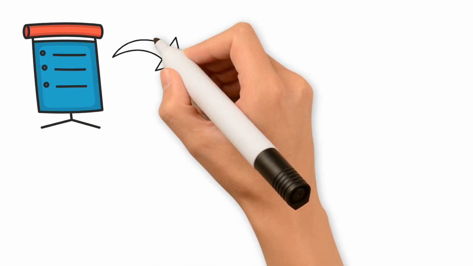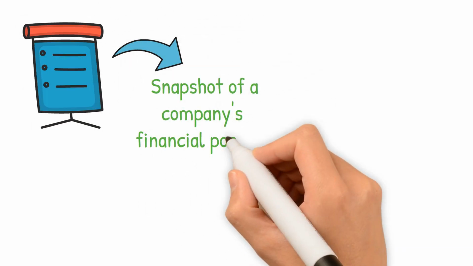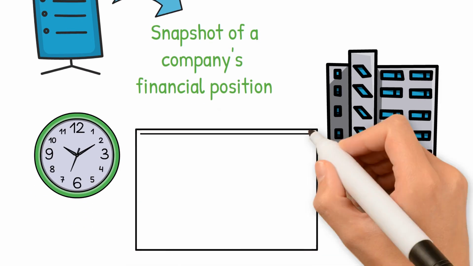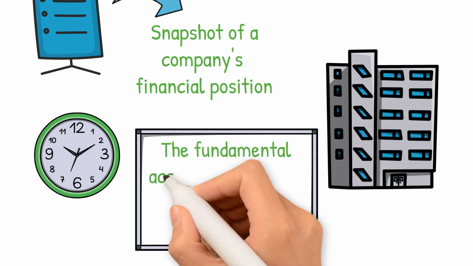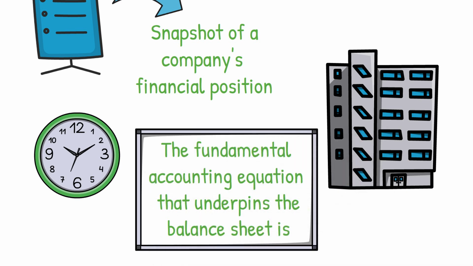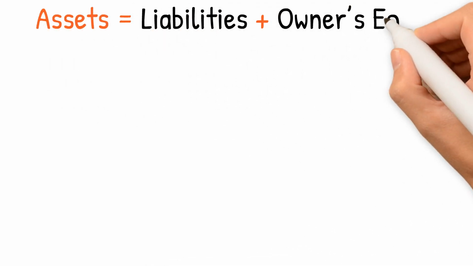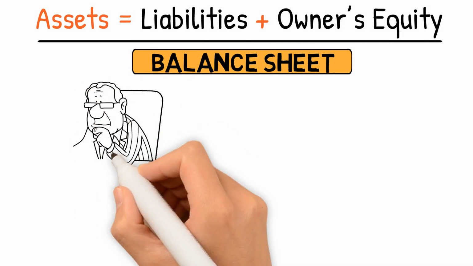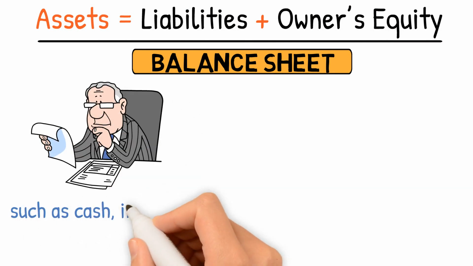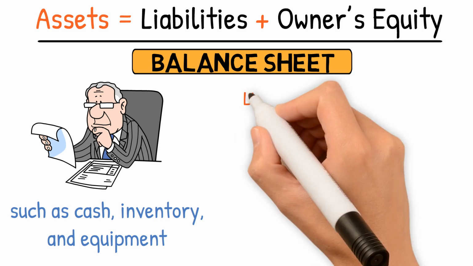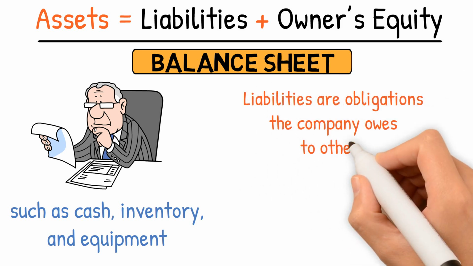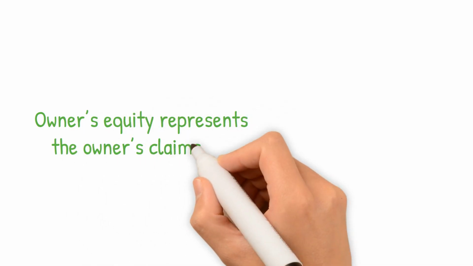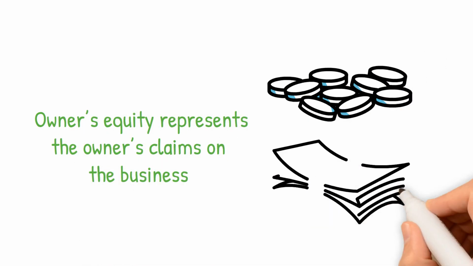The balance sheet provides a snapshot of a company's financial position at a specific point in time. It lists the company's assets, liabilities, and owner's equity. The fundamental accounting equation that underpins the balance sheet is assets equal liabilities plus owner's equity. This equation must always balance, hence the name balance sheet. Assets are resources owned by the company, such as cash, inventory, and equipment. Liabilities are obligations the company owes to others, like loans and accounts payable. Owner's equity represents the owner's claims on the business, which includes initial investments and retained earnings.